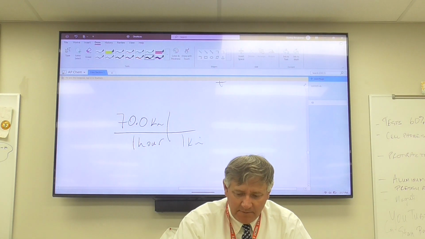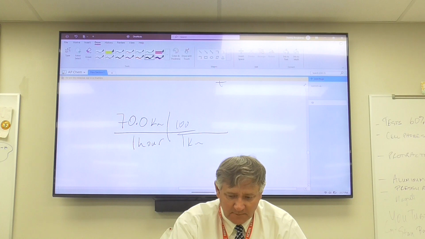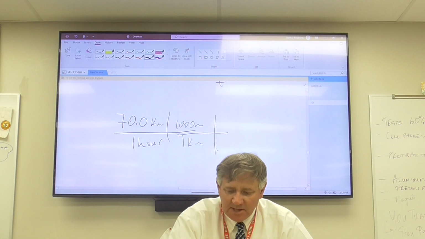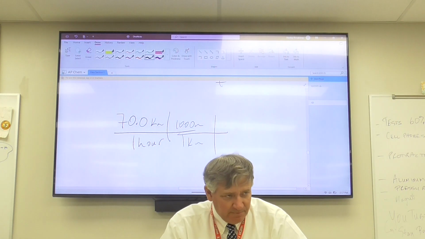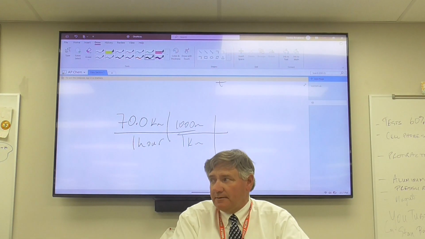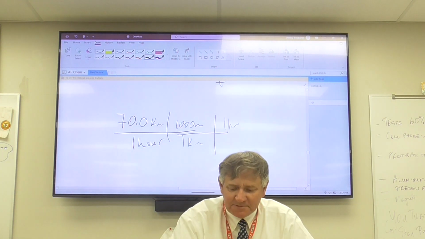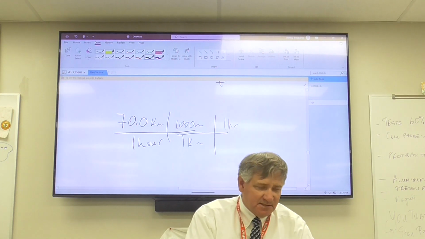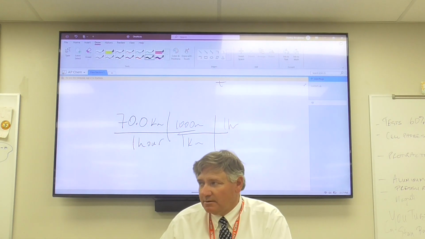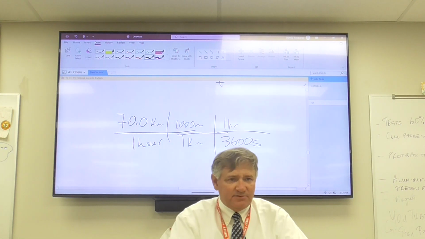1 kilometer is how many meters? 1,000. Okay, if you don't believe me, look on your equation sheet. There's a conversion there. If you stop right now, what units are you going to be in? Meters per hour. What do you want? Meters per second. Now, one option is you can go hours into minutes, minutes into seconds, 60 and 60. But if you multiply 60 by 60, what do you get? 3,600. So the shortcut version is to say 1 hour is 3,600 seconds.